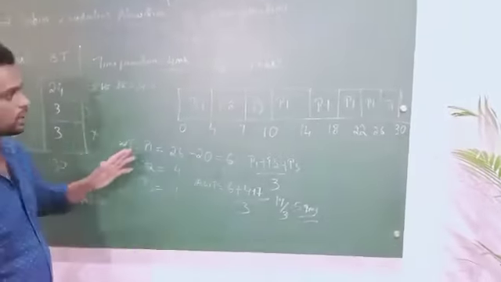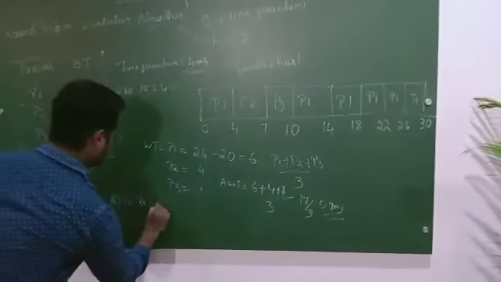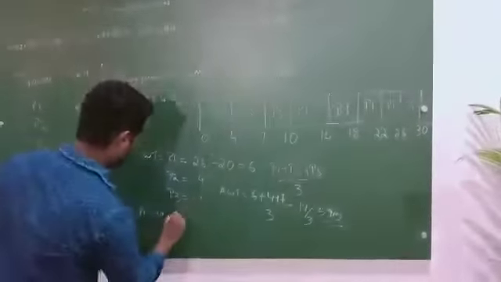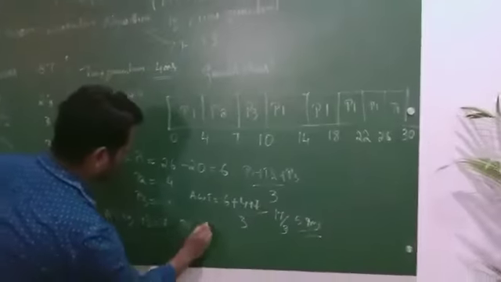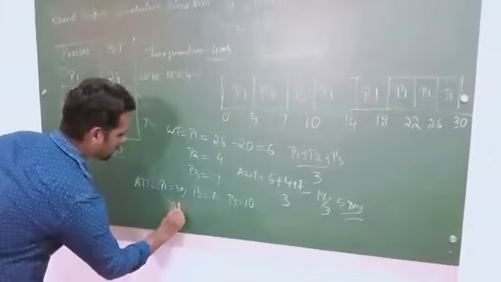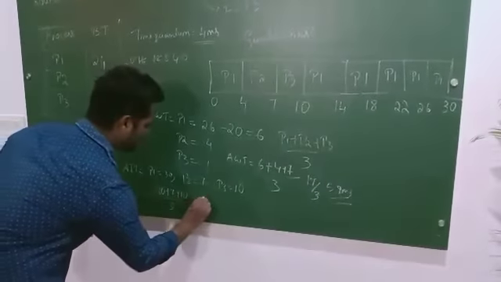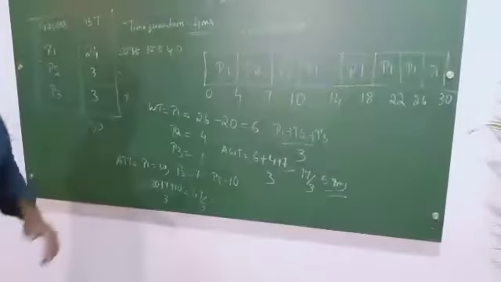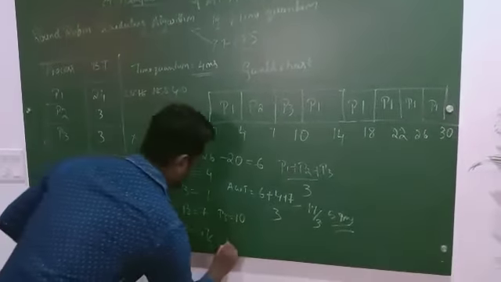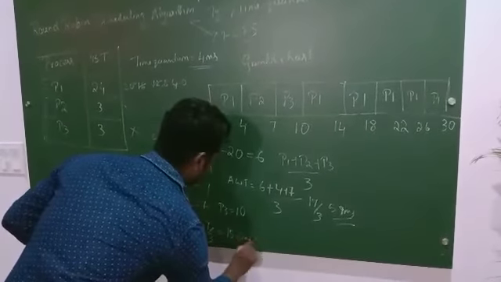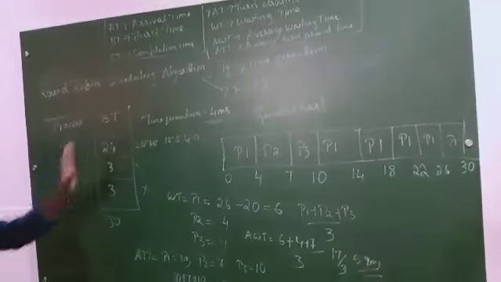So towards the right, whatever you calculate. P1 it is 30. P2 it is 7. P3 it is 10. So here 30 plus 7 plus 10 divided by 3, that is 47 divided by 3. So 47 by 3, if you calculate, you'll get 15.6 milliseconds. So this is your average turnaround time. So this is your round robin scheduling algorithm.